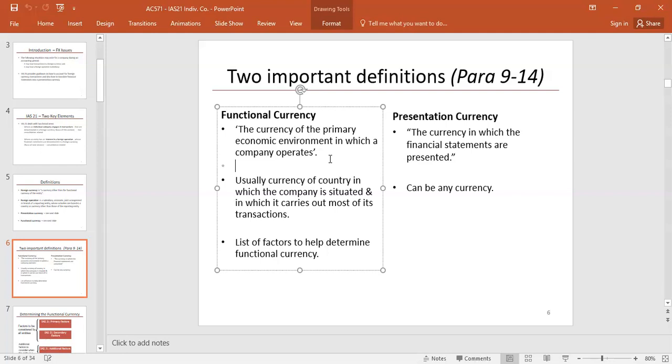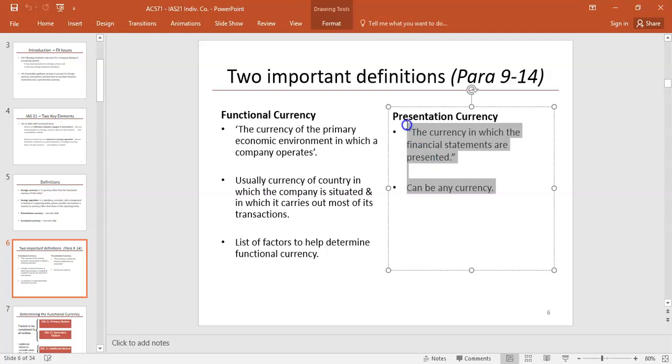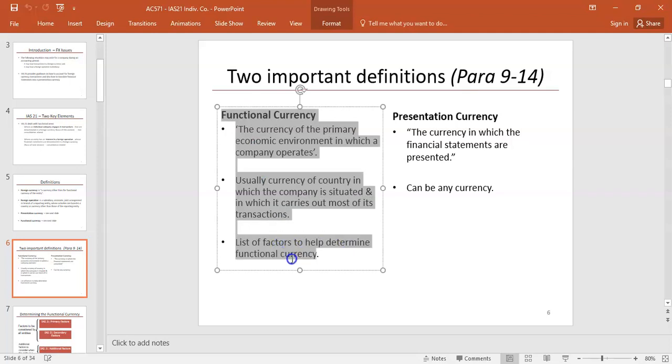And any transaction in a different currency will be deemed a foreign currency. And that means you're going to have to apply IAS 21 rules. Presentation currency then can be any currency. That's the currency in which the financial statements are presented. So you could have a euro-based functional currency, and they may want to present in dollars. Or they may want to present in sterling because they might be listed on the UK stock exchange.